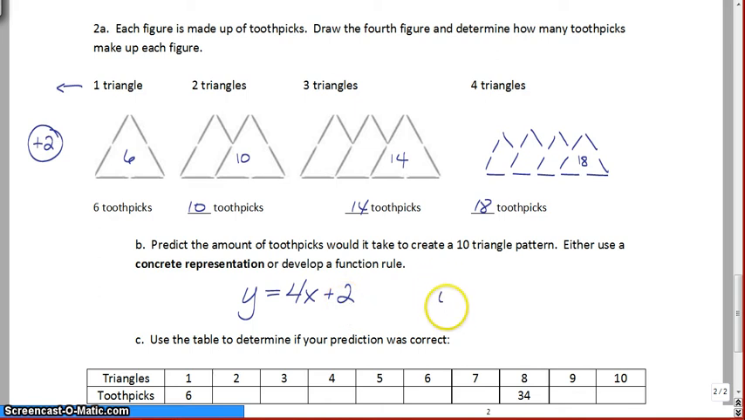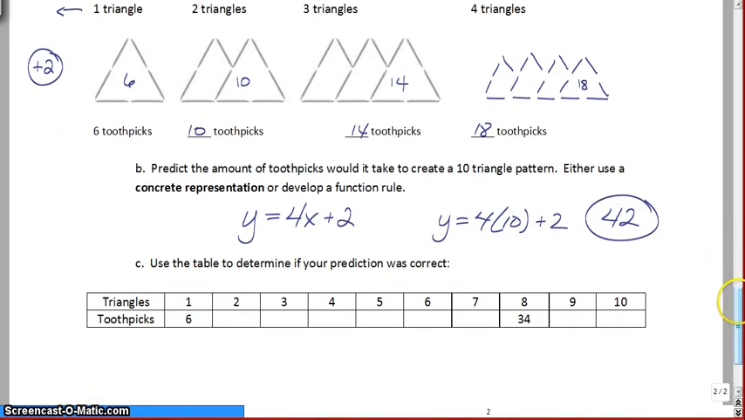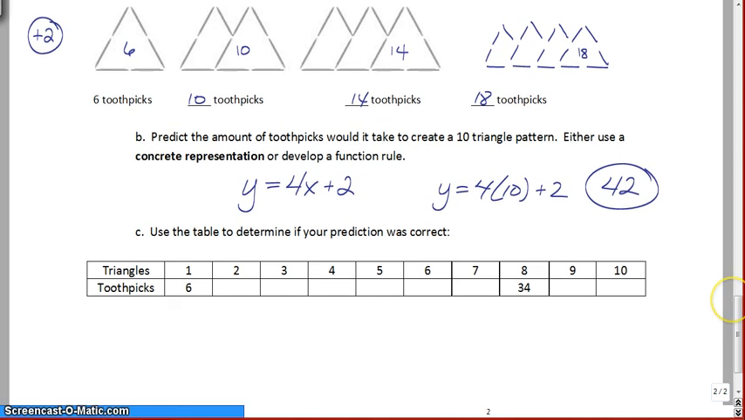So 10 triangles would be 10 times 4 plus 2. We're going to predict 42 toothpicks to make 10 triangles. Now to check that, you can just add 4 each time, and we get 10, 14, 18, 22, 26, 30, 34. See, check that out, we got it. And then we have 38 and 42. So our prediction was correct.